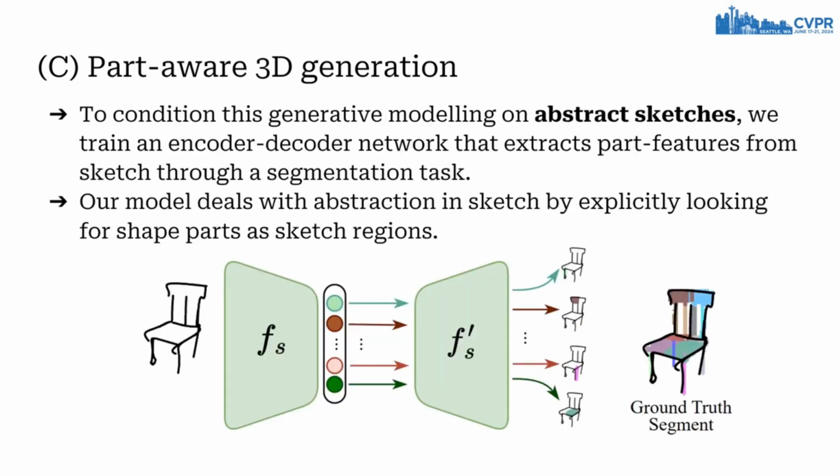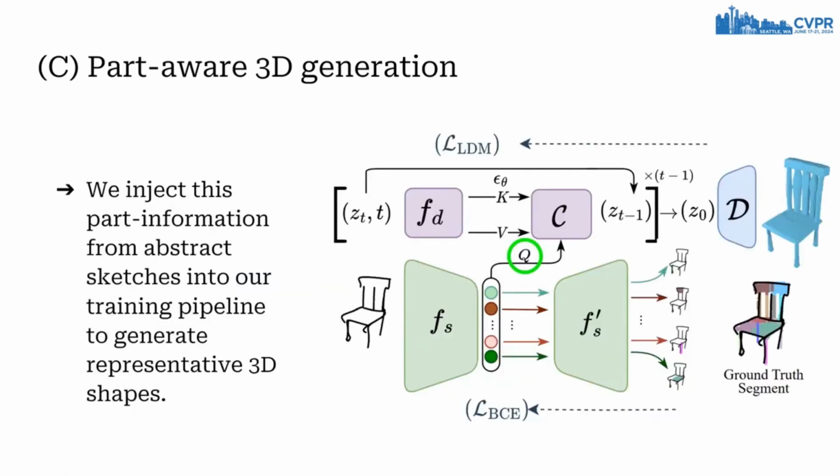To condition this generative modeling on abstract sketches, we train an encoder-decoder network that extracts part features from sketch through a segmentation task. Our model deals with abstraction in these sketches by explicitly looking for shape parts as sketch regions. We inject this part information from abstract sketches into our training pipeline to generate corresponding 3D shapes. In here, we use our encodings as query, while we use intermediate diffusion outputs as key value pairs, which are fed to our multi-head attention network.